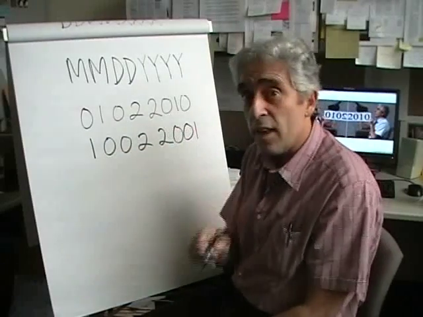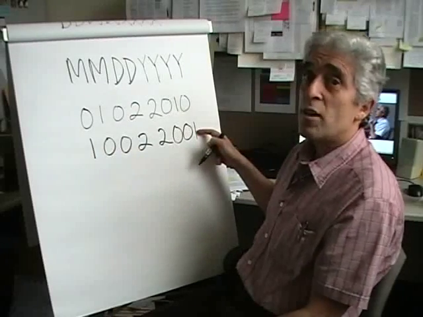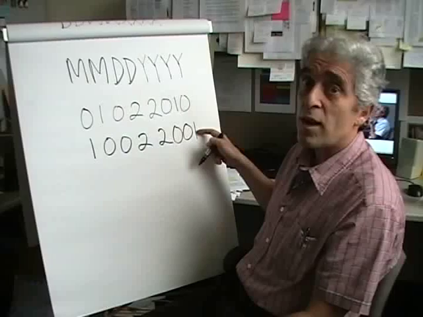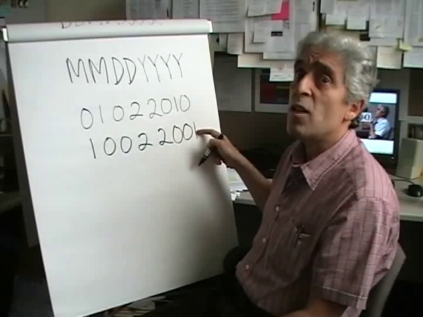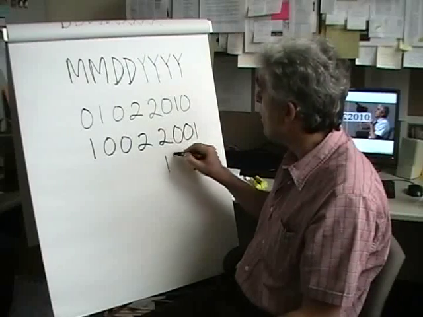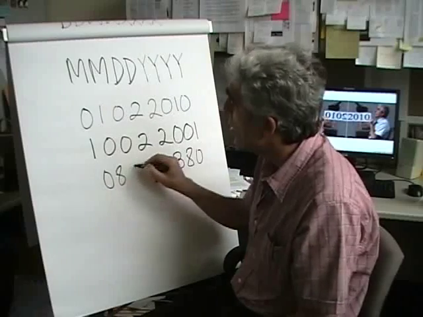Now, interestingly enough again, the palindrome date before this one occurred in the second millennium. The last one, the last palindrome date of the second millennium. And that day was again a long time ago. It occurred in the year 1380 on August 31st.